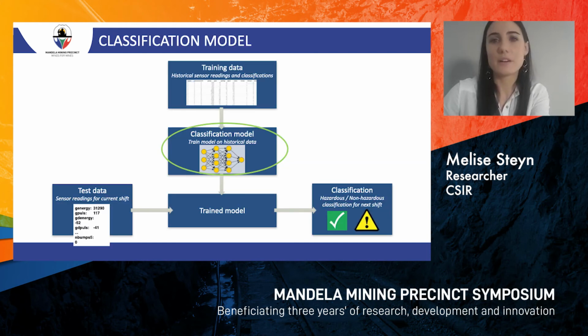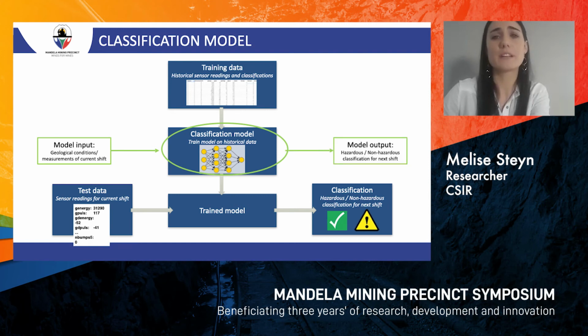Now that we have identified a suitable training set, the next step was to develop a model. For this study, a classification type neural network model was considered. As input, the model would be given the geological conditions of a particular shift, which consists of that shift's energy readings, seismic bumps, pulse readings, etc. The model would then give a classification as an output. So this classification would either be a 0 to indicate the non-hazardous state in the next shift, or the number 1 to indicate that a hazardous state can be expected in the next shift.